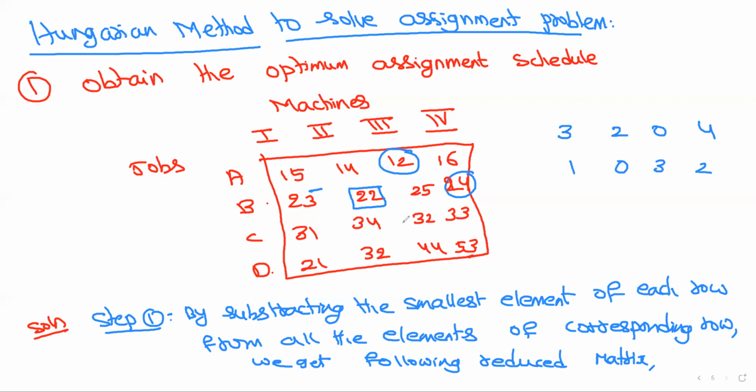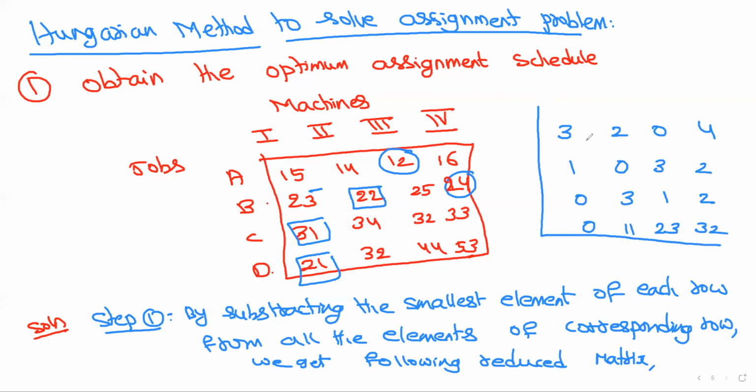In the third row, the least element is 31. Subtract 31 from each element: 0, 3, 1, 2. And in the fourth row, the smallest element is 21. Subtract 21 from each element: 0, 11, 23, and this is 32. So subtracting the smallest element in each row from every element of that row, that is step 1. We get the following reduced matrix.